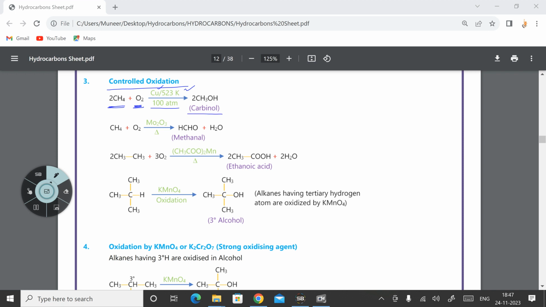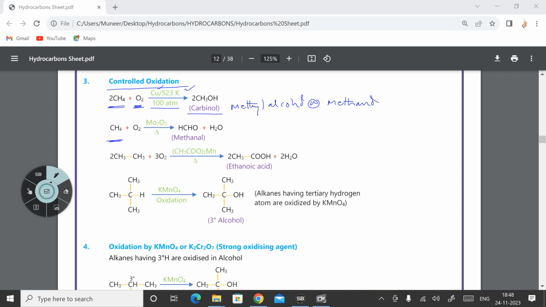What is carbinol? Carbinol means nothing but methyl alcohol. Methyl alcohol is also called methanol. Methanol. Okay.